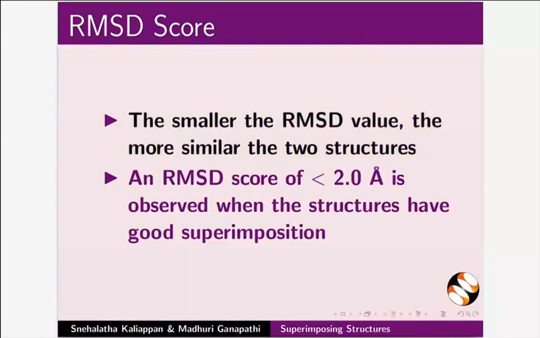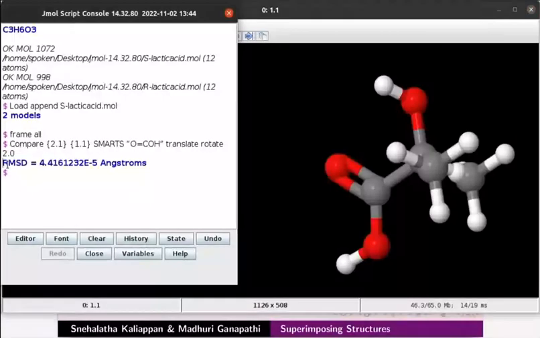An RMSD score of less than 2.0 angstroms is observed when the structures have good superposition. Here, the RMSD score of 4.41 angstroms indicates the structures are not very similar. The RMSD score can vary slightly for the learners. Let me demonstrate this with one more example.